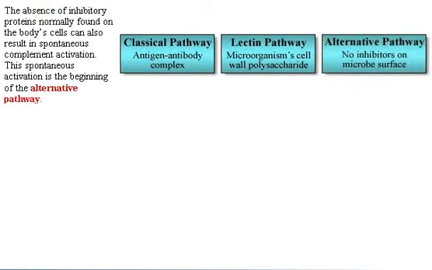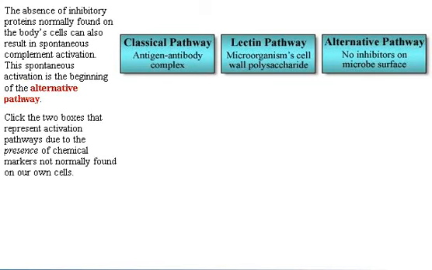The absence of inhibitory proteins, normally found on the body's cells, can also result in spontaneous complement activation. This spontaneous activation is the beginning of the alternative pathway. Click the two boxes that represent activation pathways due to the presence of chemical markers not normally found on our own cells.